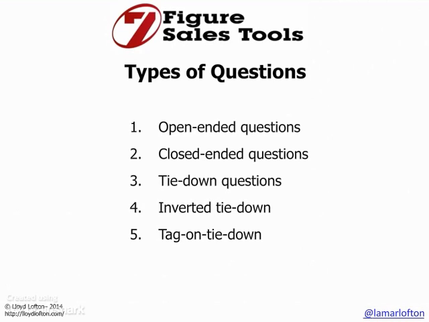The different types of questions are open-ended questions, closed-ended questions, tie-down questions, inverted tie-down questions, and tag-on tie-down questions. The last three, the tie-down type of questions, are great questions to help tie down concerns and issues so that they don't get revisited during the sales presentation again. They are also perfect to work with trial closes so that you can move the prospect towards making a buying decision with you today.